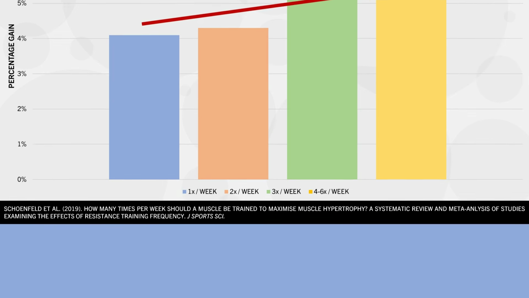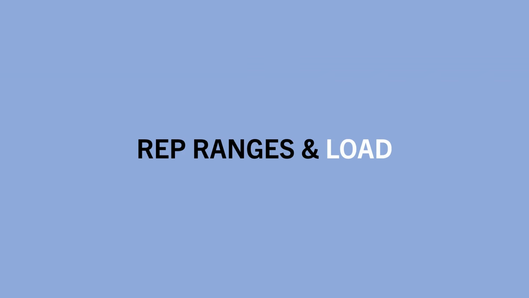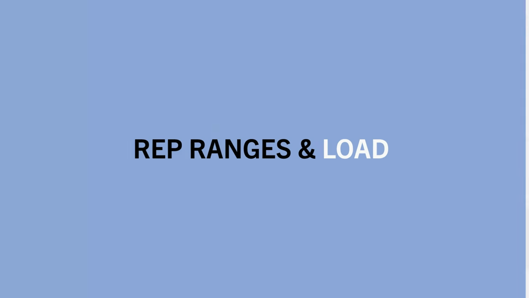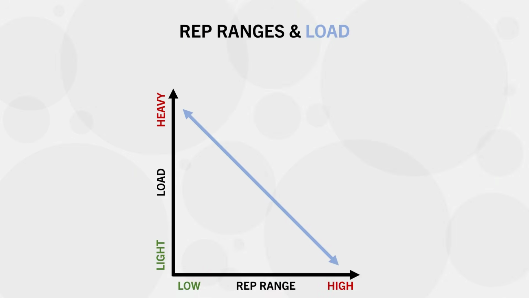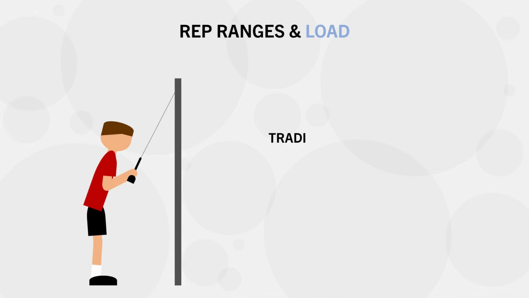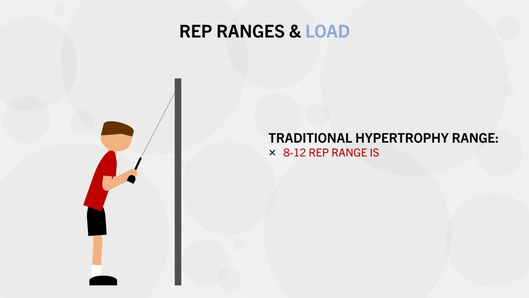We have combined rep ranges and load together into one category here because they have an inverse relationship with each other. In other words, if we train with a heavier load, we can't perform as many reps, and if we train with a lighter load, we will perform more reps, assuming we are training fairly close to failure. Traditionally, it was thought that the approximate 8 to 12 rep range was the sweet spot for muscle growth. However, recent evidence suggests that this isn't the only rep range that can be maximally effective for hypertrophy training.